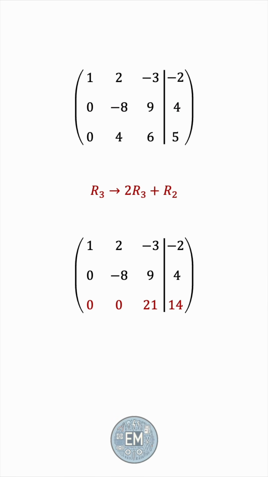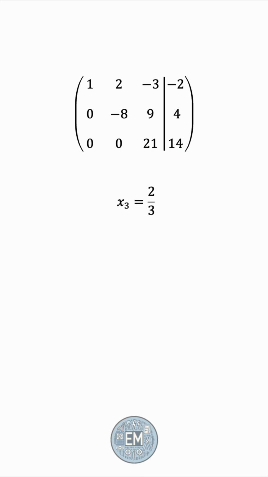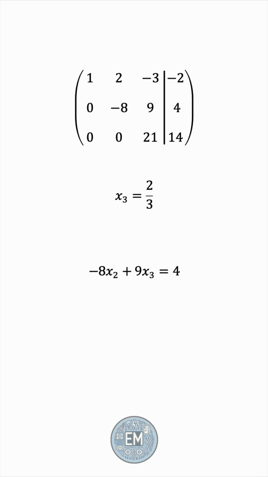Now, in the Gauss-Jordan scheme, we would keep going on until we reach the reduced row echelon form we saw earlier. But in the Gaussian elimination method, we can actually stop here, because the third row tells us that 21x3 must be 14, or x3 is 2/3. And now, we can plug that back into the second row equation to infer x2.